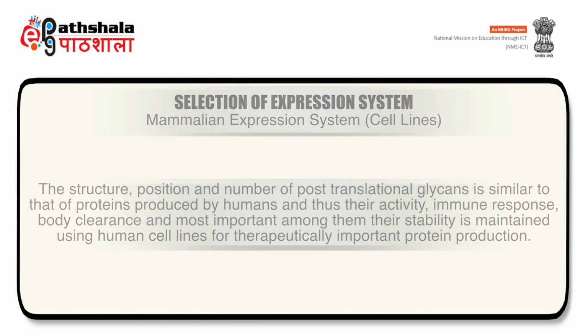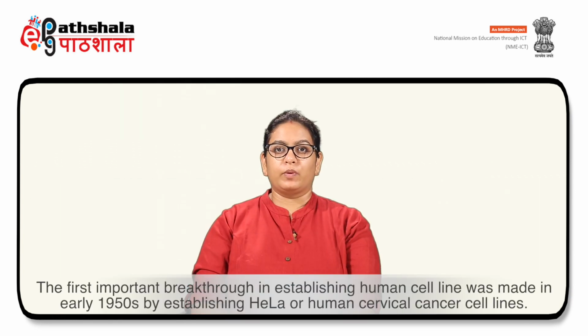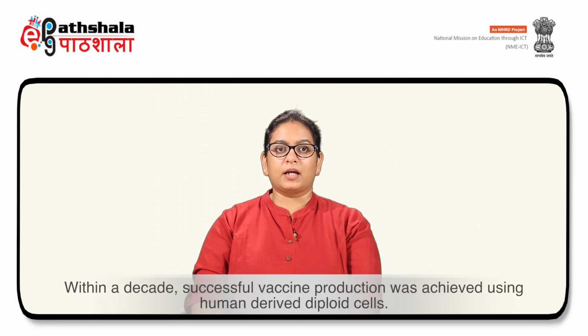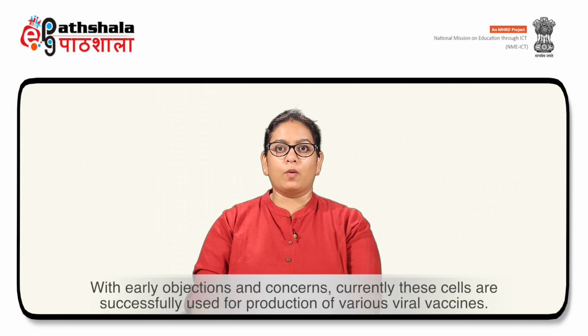The first important breakthrough in establishing a human cell line was made in the early 1950s by establishing HeLa, or human cervical cancer cell lines. Within a decade, successful vaccine production was achieved using human-derived diploid cells. With early objections and concerns, currently these cells are successfully used for production of various viral vaccines.